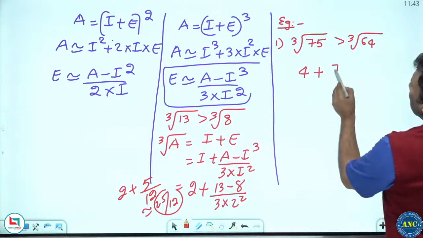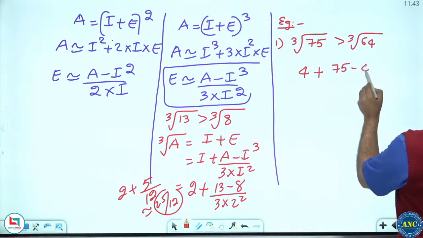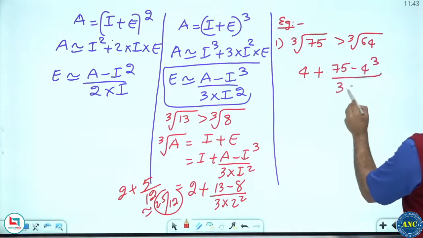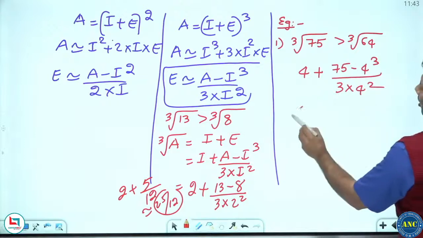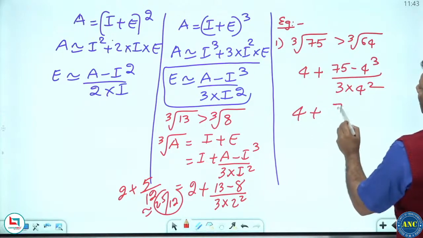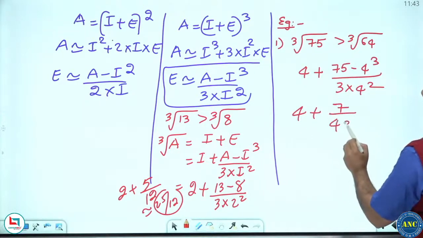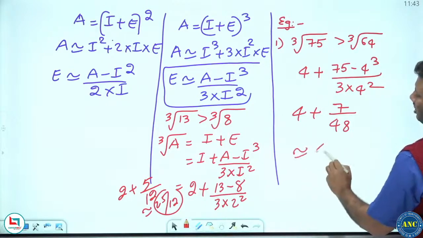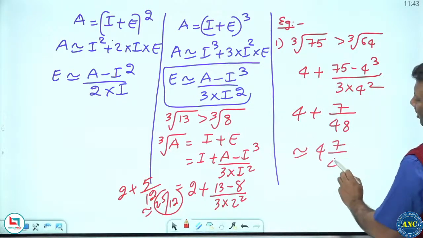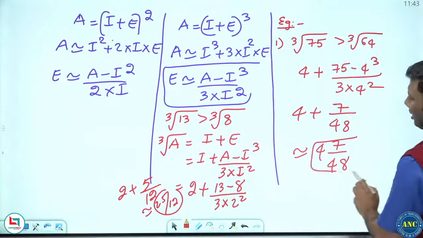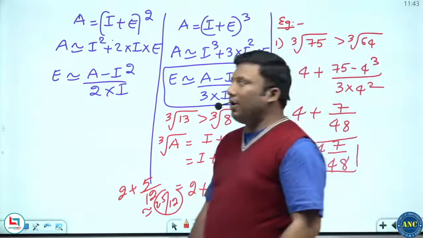A is nothing but (75 minus 4 cube) divided by 3 into 4 square. You will not find these in any of the regular textbooks. 16 3s are 48. Answer is closer to 4 7 by 48.